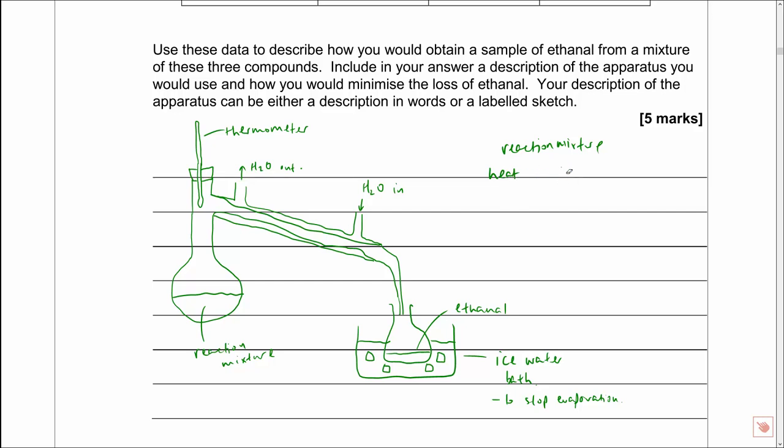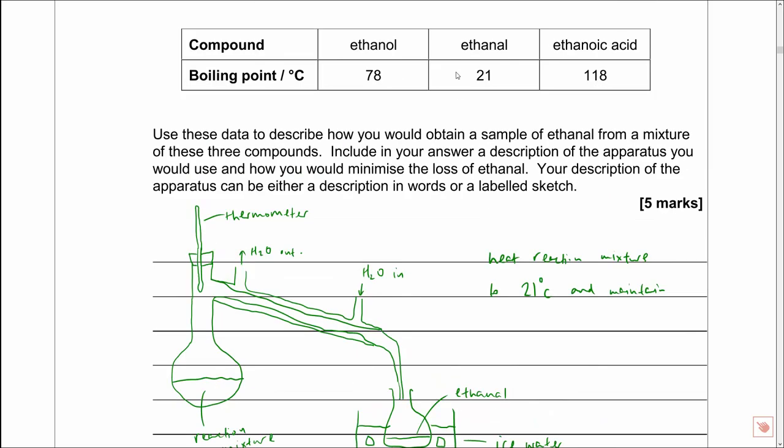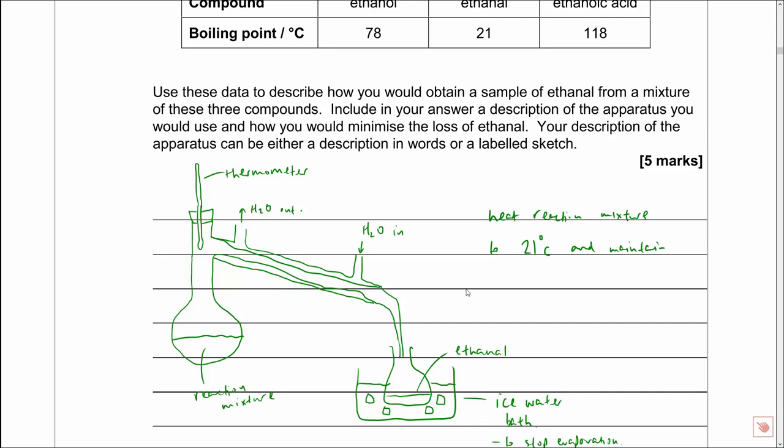What an absolute mess this is. Heat reaction mixture to 21 degrees Celsius and maintain, basically when I get the ethanol to be produced, and maintain in order to evaporate ethanol.